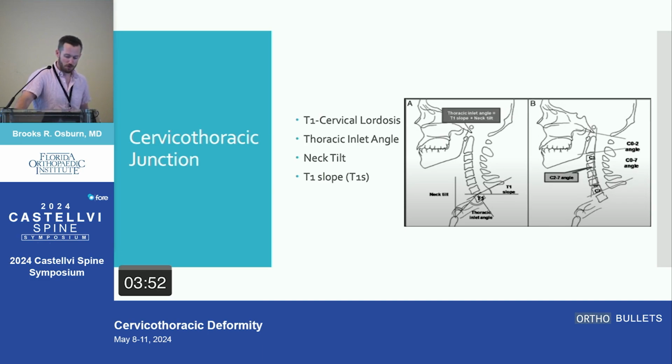Cervicothoracic junction. The most common one that we see is the T1 slope, measuring your T1 to cervical lordosis, which should be around 16. And then your thoracic inlet angle, which is your neck tilt and your T1 slope. So this is similar to your pelvic incidence in the cervicothoracic parameters. What you want to look at with your T1 slope is if you have a T1 slope that's greater than 32 degrees, what that tells you is that you have a high likelihood of a thoracolumbar deformity. Your thoracic kyphosis is typically more than 50 degrees, and your TPA, your T1 pelvic angle, is going to be greater than 20 degrees, which we'll talk about here.